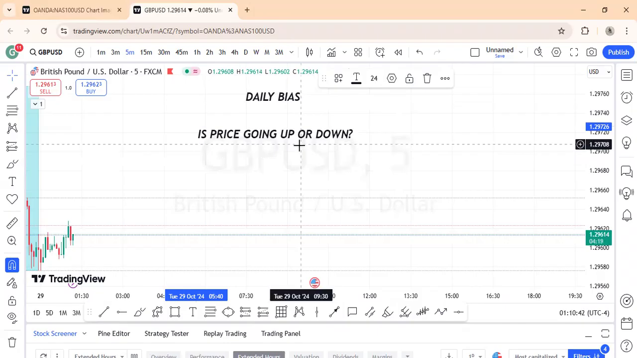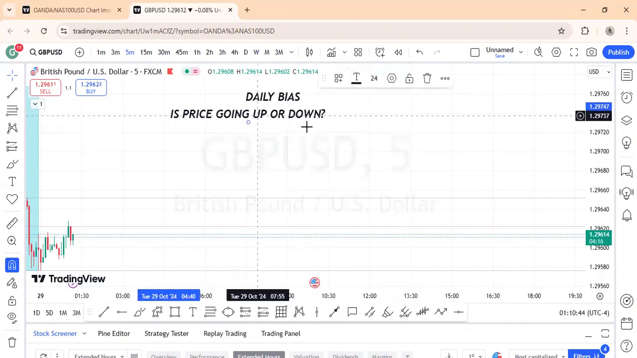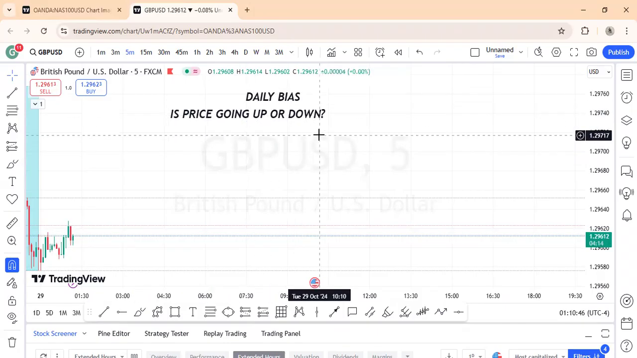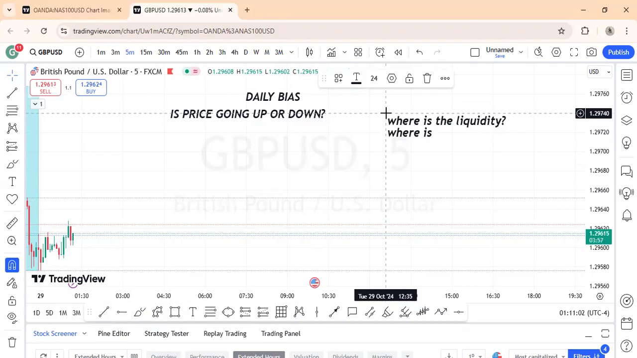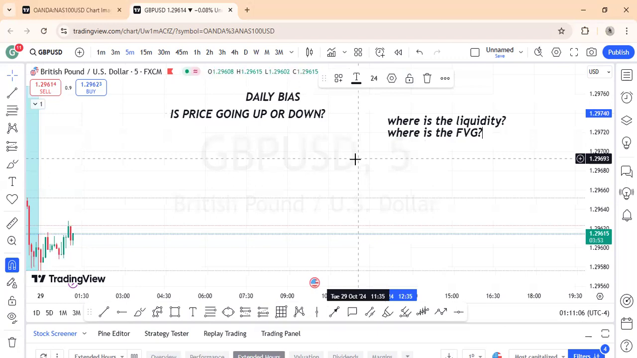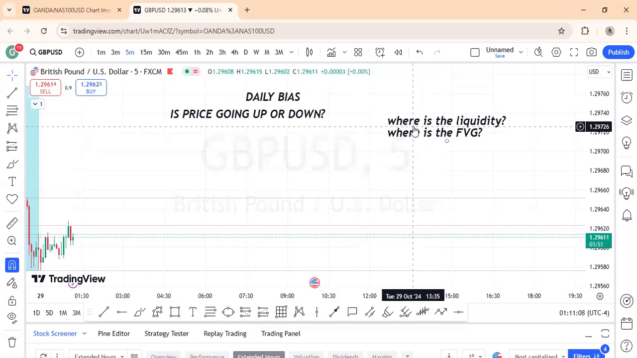Now, for you to be able to effectively tell daily bias, the first thing that you must understand is, number one, you ask yourself these two questions. Where is the liquidity? This is the first question you ask. Where is the liquidity? And where is the fair value gap? These are the two things that I know that draw price. These are the two things that attempt to answer the question.